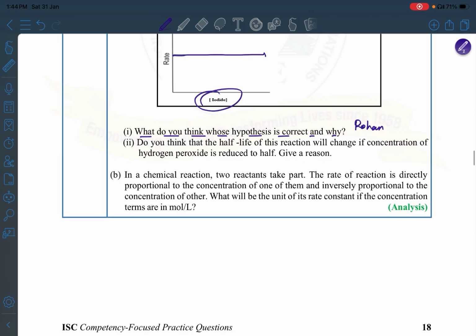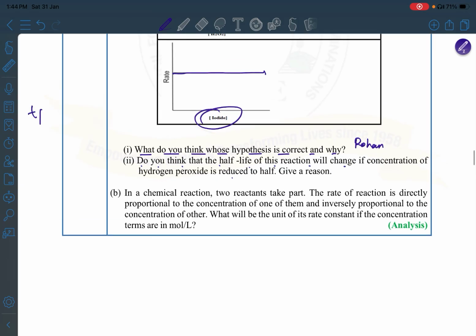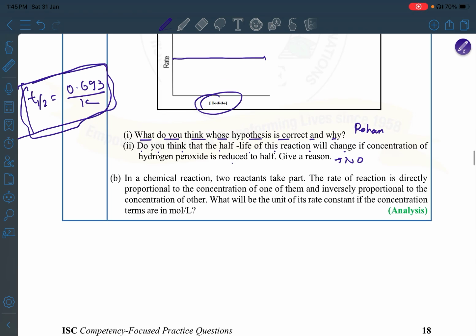Okay, and then, do you think the half-life of this reaction will change if the concentration of the hydrogen peroxide is reduced? We know that this is a first order reaction, and for the first order reaction the formula for t half is equal to 0.693 upon K. This equation doesn't contain the concentration. That means no, because the half-life doesn't depend on the initial concentration of the reactant.